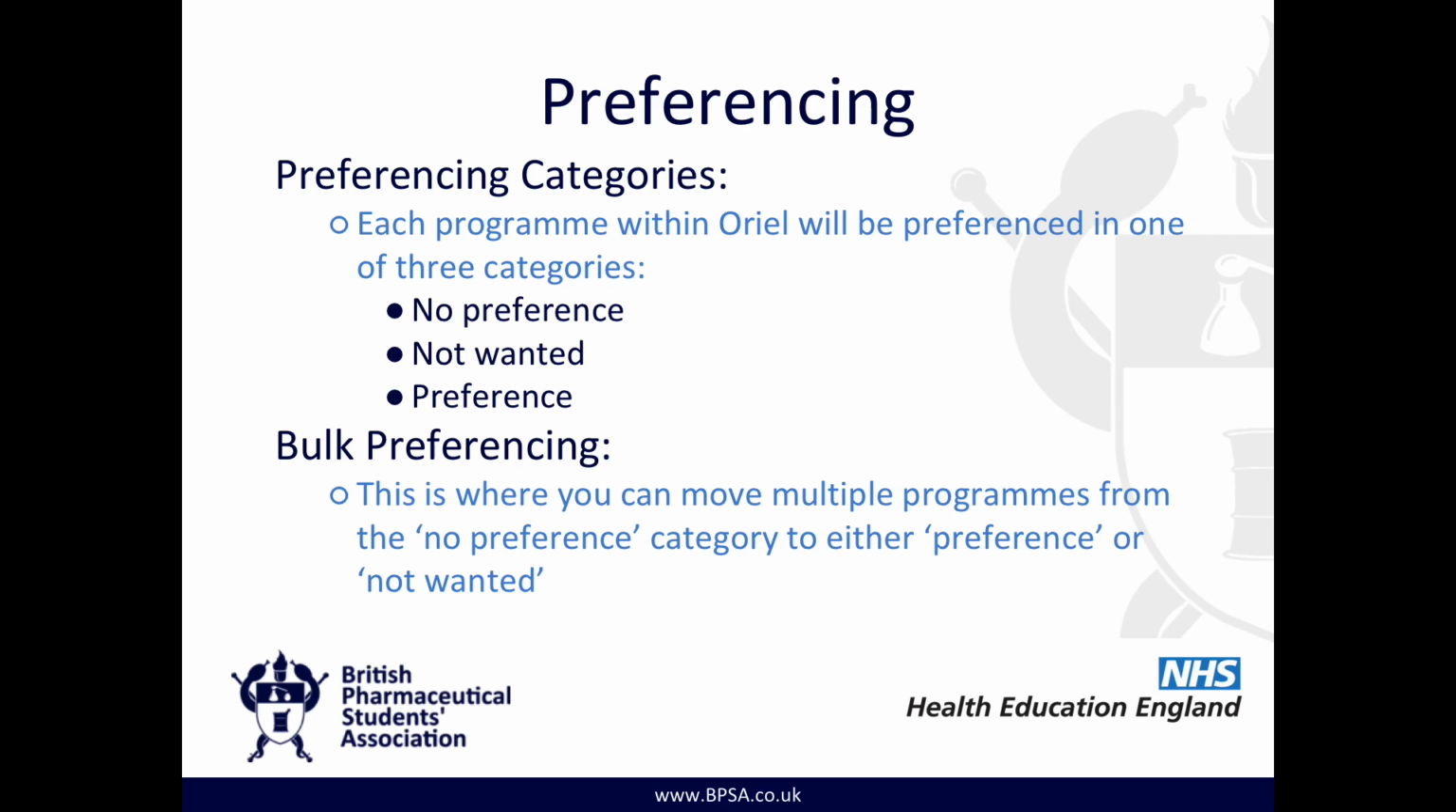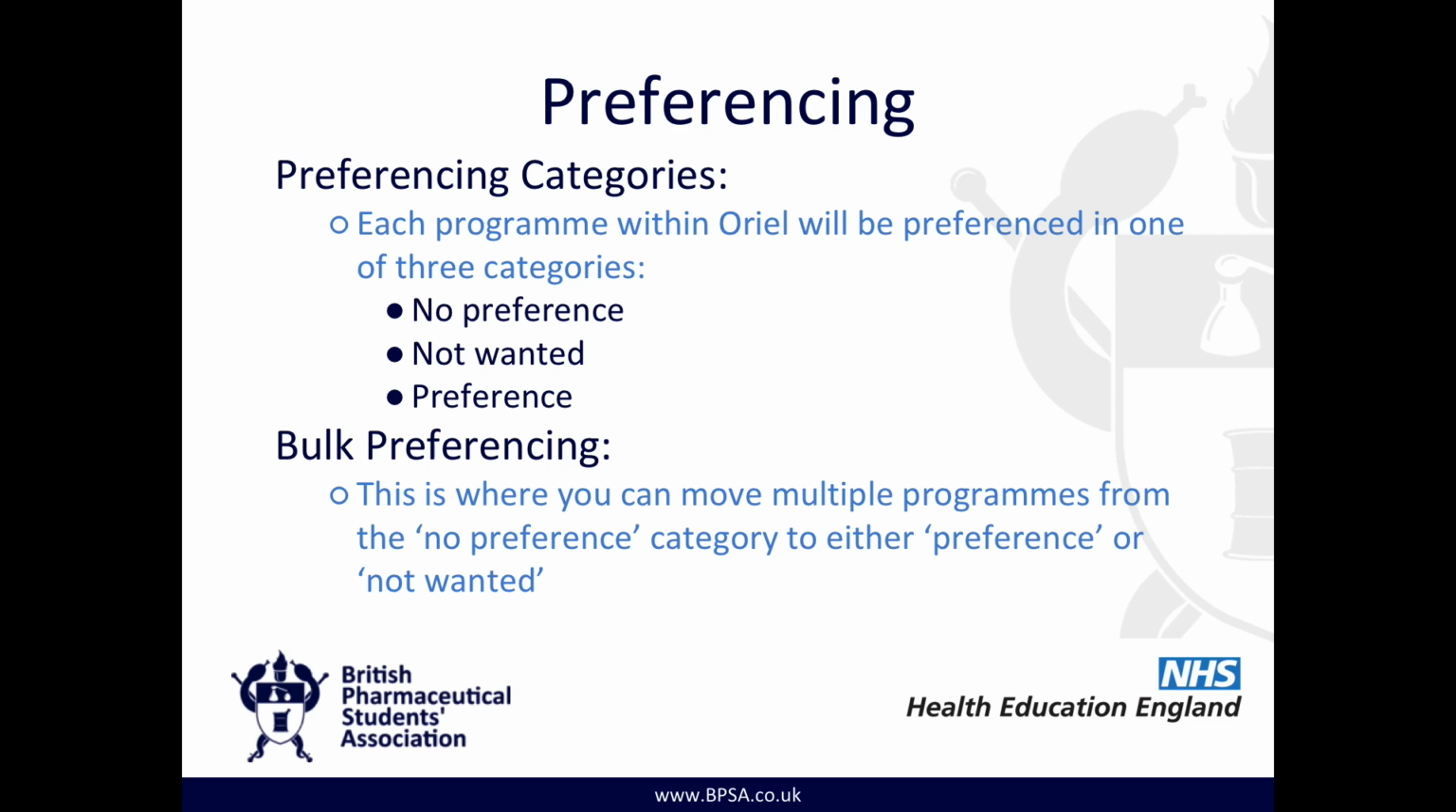Not wanted. You should put all of the programmes you are not willing to accept in this category, and you will never be made an offer to any of the programmes you move to this category. And preference. All of the programmes which you put in the preference category are those that you'd actively like to be considered for. All of the programmes that you move to the preference category will need to be ranked in order of your preferred programme, starting from number 1.